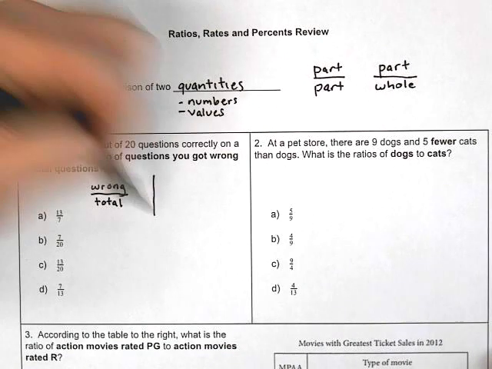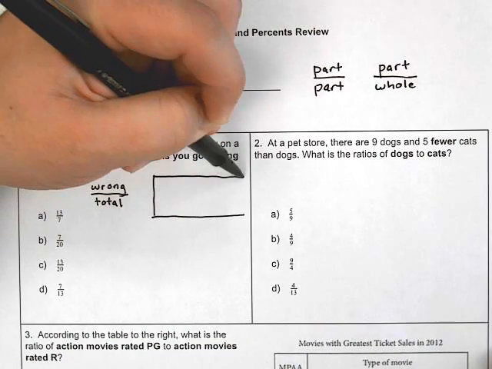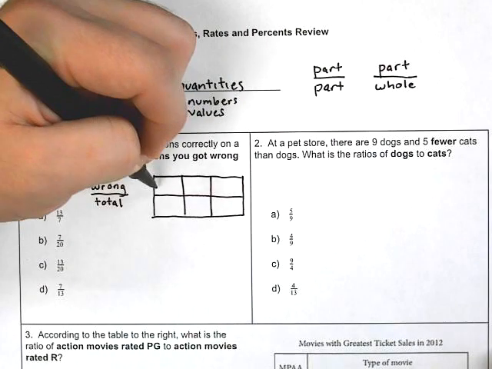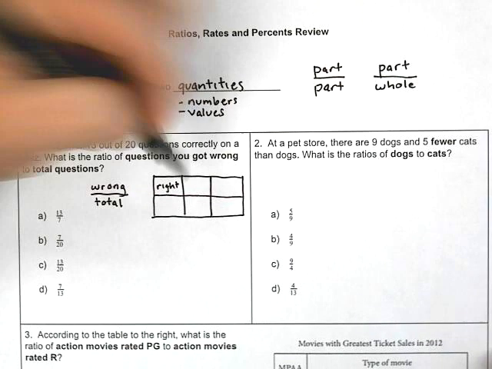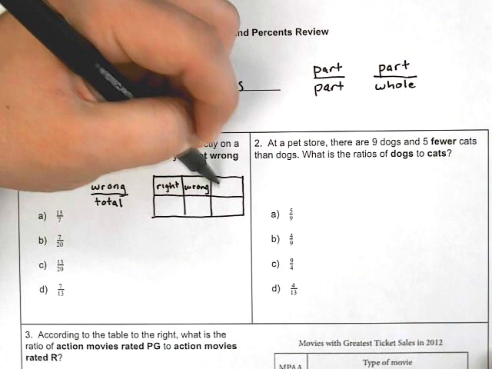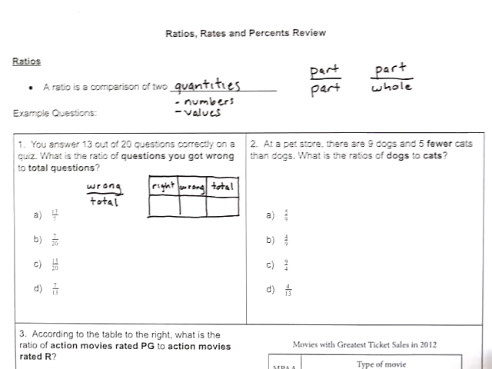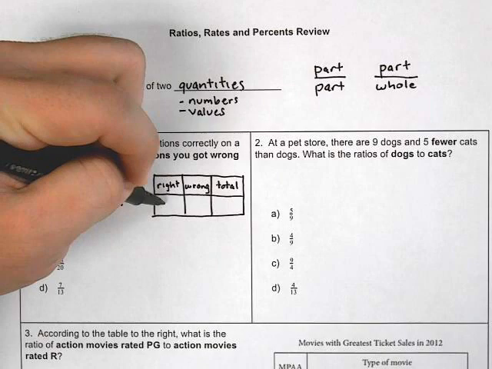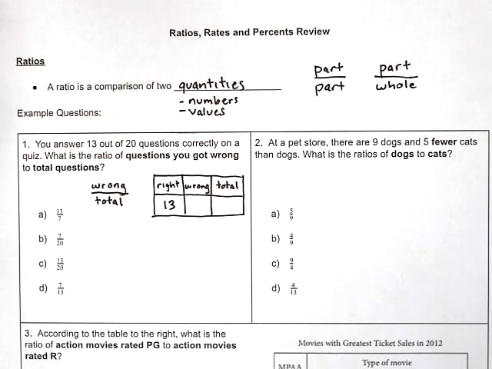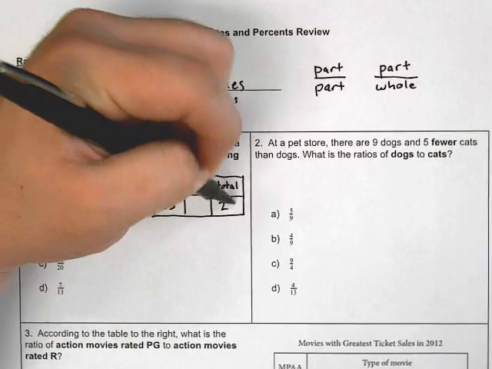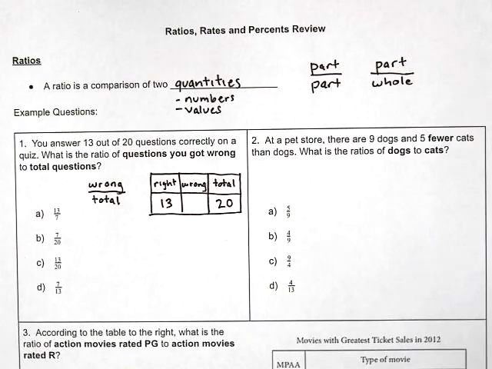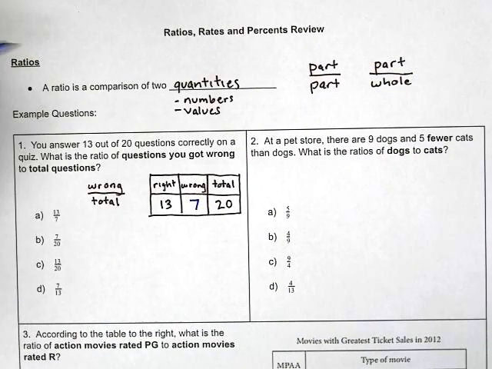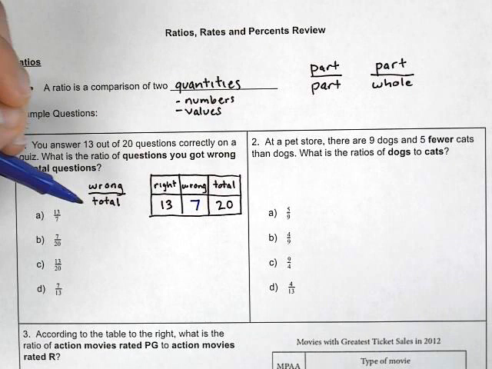I think what I'm going to do, just to kind of help me out here, I'm going to make a little table. Let's see here if I can do this. So I'm going to say that these are right, wrong, and total. So if I got 13 out of 20 correct, that means I did 13 right. That means I had a total of 20, so there is absolutely zero choice but for this wrong number to be a 7. And I hope that makes sense. You don't need to make this table every time, but I think it can be pretty helpful.